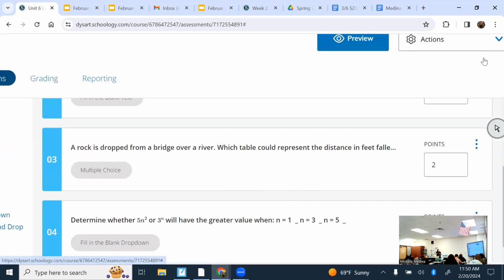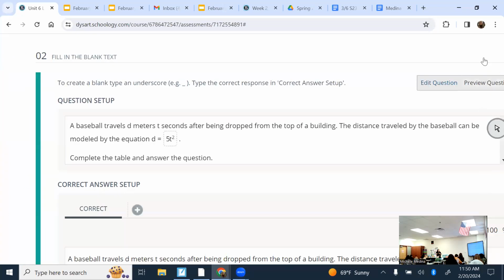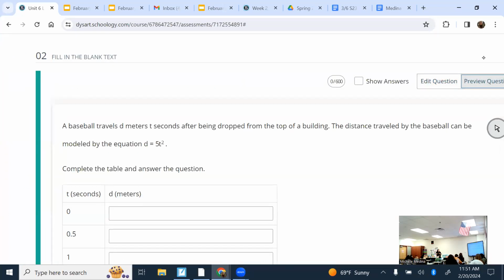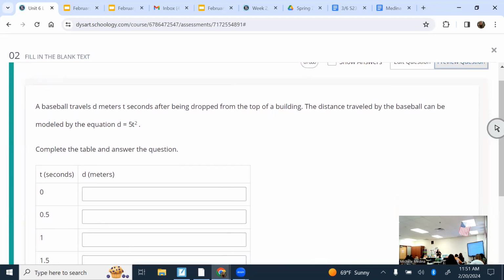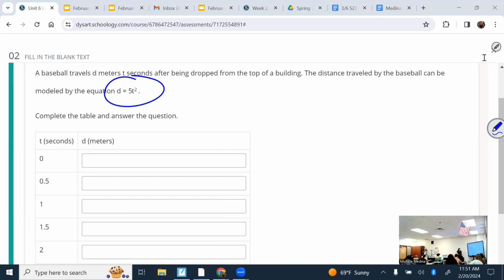Okay. So number 2, if you guys also needed help on today's, was a baseball travels d meters t seconds after being dropped from the top of the building. The distance traveled by the baseball can be modeled by this equation. First, you need to complete a table of values. You will have something just like this on your unit test. So you have to know, when it gives you an equation, usually they'll put the variables there to help you. But if these are t's, then I need to plug them in where the t goes.